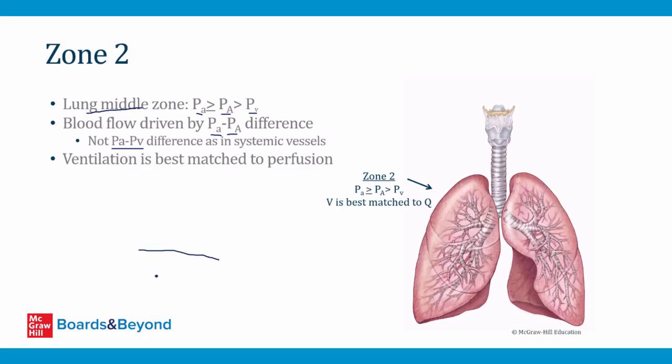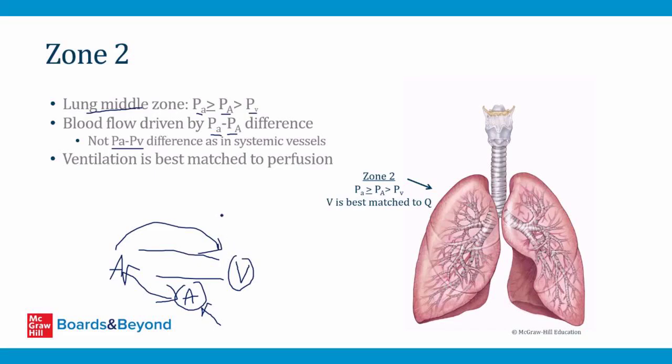So remember, we talked before about how if you had a capillary, the pressure upstream on the arterial side compared to the venous pressure on the downside, this is what drives blood flow. That's not what's happening in zone 2. What's happening is the pressure out here in the alveolus, the difference between these two pressures is what's driving blood flow, and that's because this P sub big A is greater than P sub V, and therefore it determines whether there is blood flow and how much blood flow there is.